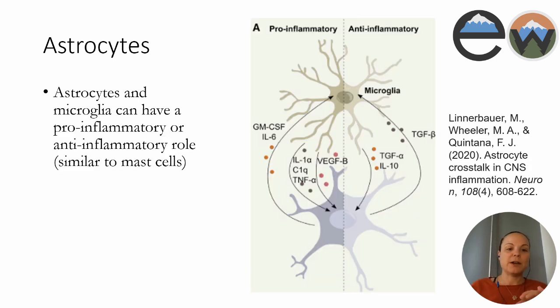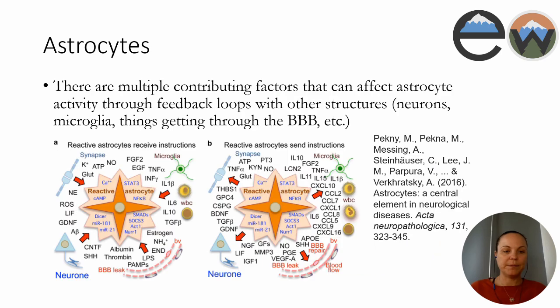Astrocytes and microglia, again, it's really the same message over and over. They can have a pro-inflammatory or an anti-inflammatory role, similar to mast cells. They are meant to do good, and sometimes they do not. That's where we want to make sure that we can get out of that cycle where it turns pro-inflammatory. There are many different contributing factors that are going to affect astrocyte activity, with feedback loops that happen with other structures: neurons, microglia, things that get through the blood-brain barrier. There's lots of things that can happen.